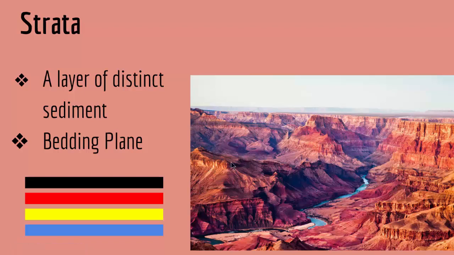Also, with stratas comes bedding planes. Bedding plane is the line that differentiates between one strata and the other. So when you have a strata and you have a strata on top of it or the bottom, the line that separates these two stratas is called a bedding plane. So for example, let's say this is a strata, this is another strata. This line in between is called a bedding plane.